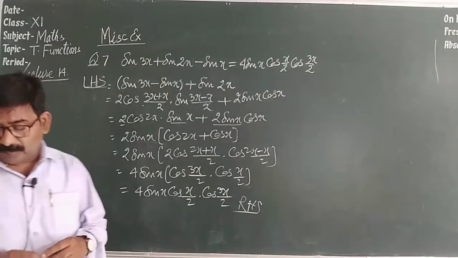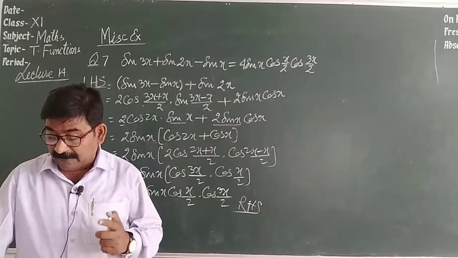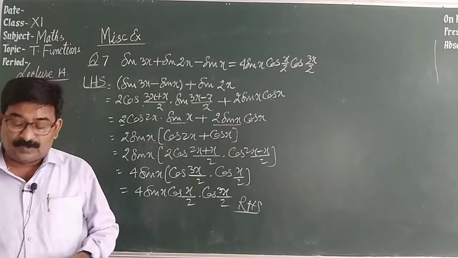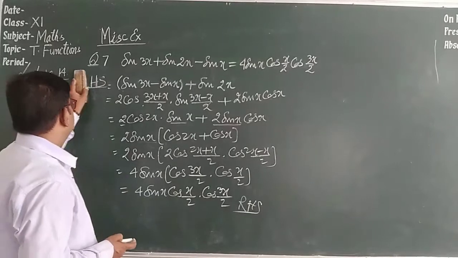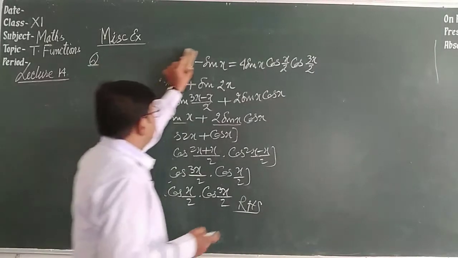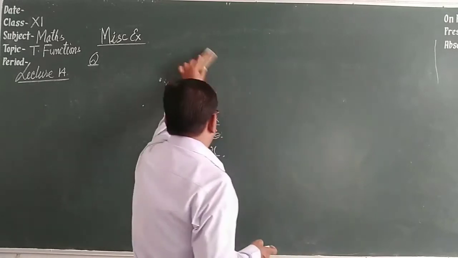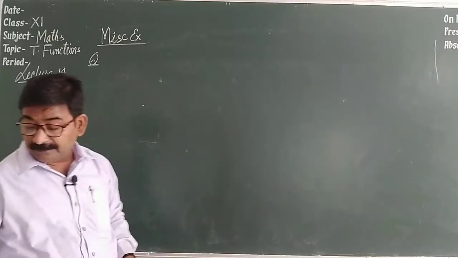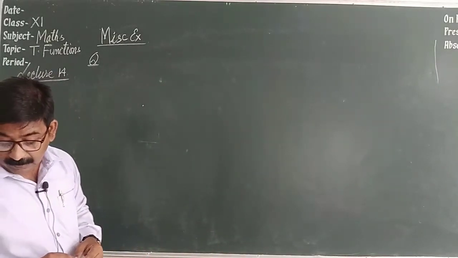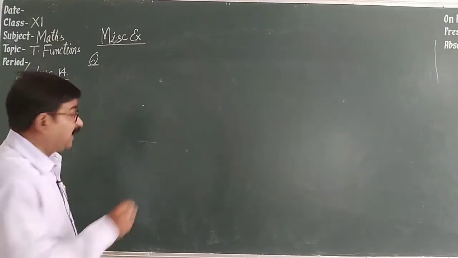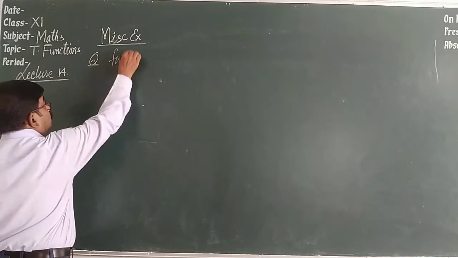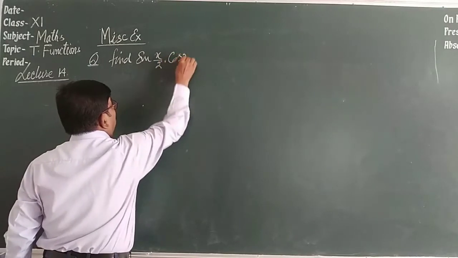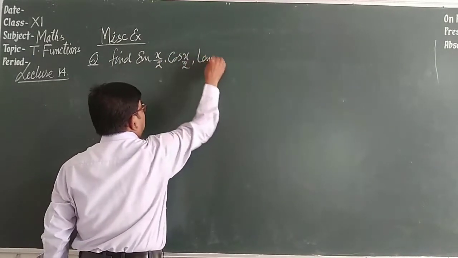Now 2 more questions are left. Out of those I will solve only one of the questions and the other question you will solve yourself. Question number 9 you will solve yourself. See, question number 8 is another type of question. It is practice of formula. What is given? Find sin x by 2, cos x by 2, tan x by 2.